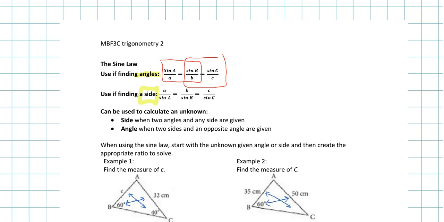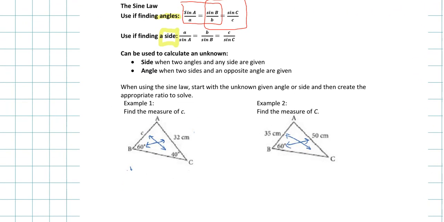So, here's what you need to have in order to be able to use the sine law. Other than it has to be an oblique triangle, you need to have two angles and any side. So you're going to solve for a side when you are given two angles and any side. Okay? So let's say if they give you this angle and they give you this angle, right? And any of the three sides, you can use sine law. Okay? Let's say if they give you this side, for example, right?